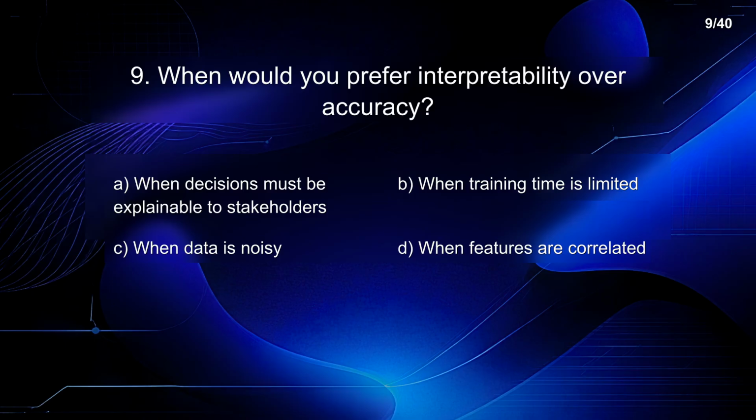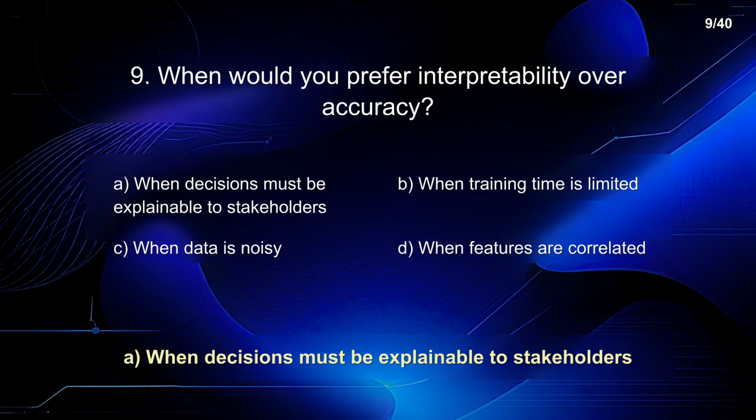Ninth question. When would you prefer interpretability over accuracy? A. When decisions must be explainable to stakeholders. B. When training time is limited. C. When data is noisy. D. When features are correlated. Correct answer is A. When decisions must be explainable to stakeholders.